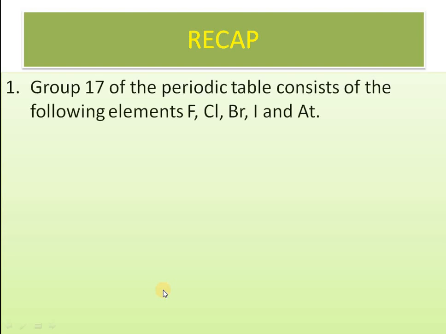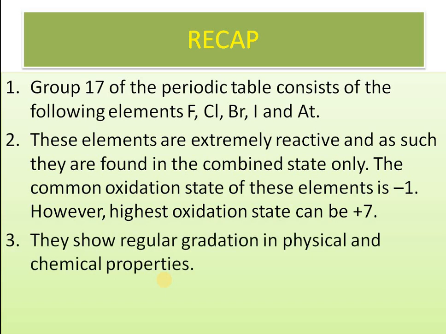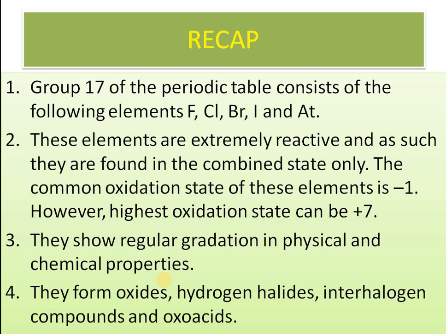So the summary for this is: group 17 of the periodic table consists of fluorine, chlorine, bromine, iodine and astatine. Different colors are there for these, and these elements are extremely reactive and found in the combined state only. The common oxidation state of the elements is -1, however the highest oxidation state can be +7, basically for iodine. They show regular gradation in physical and chemical properties, therefore oxides, hydrides, interhalogen compounds and oxoacids.